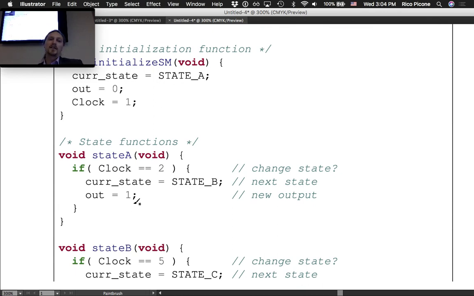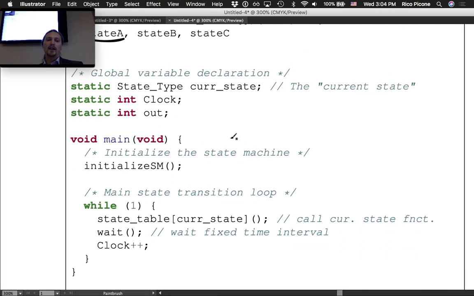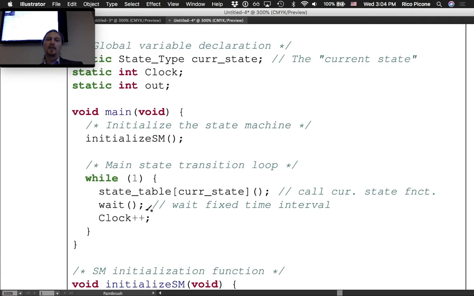So say the first time through, when clock is equal to 0, it's just going to return. When it returns, then inside my main while loop, we go to the wait function. We wait some fixed time interval, and then we increment the clock to 1 and call our function again. Still the clock is going to be 1 and not 2, so we just return again, and then we call it again, and then it's actually going to be clock 2.